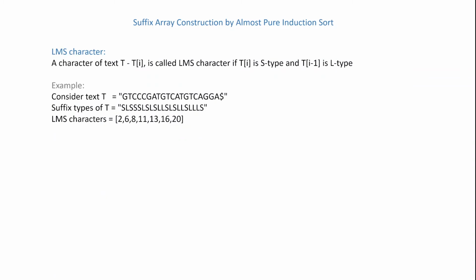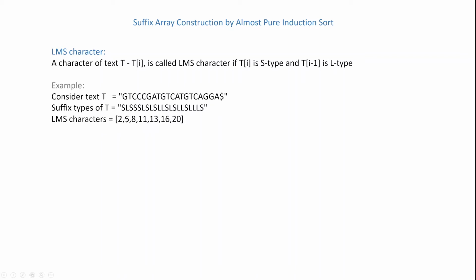Now let's define LMS character. A character of text T[i] is called an LMS character if T[i] is S-type and T[i-1] is L-type. So in our string, if you see these are our suffix types, and if we observe this, we can find the LMS character. The suffix at index 2 is an LMS character because it's an S-type suffix and it is preceded by an L-type suffix.